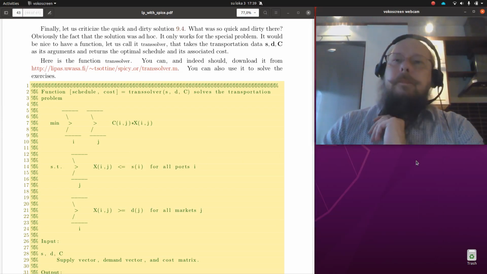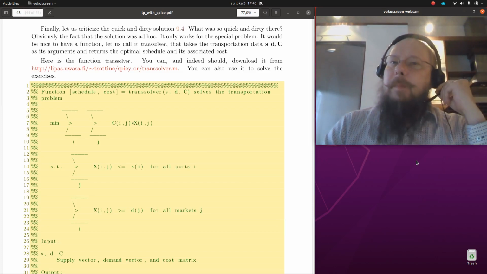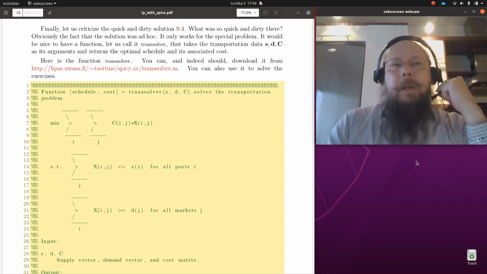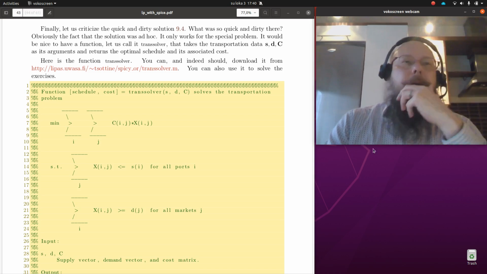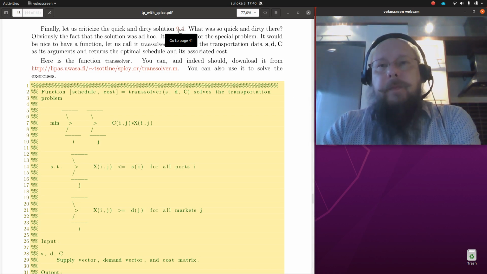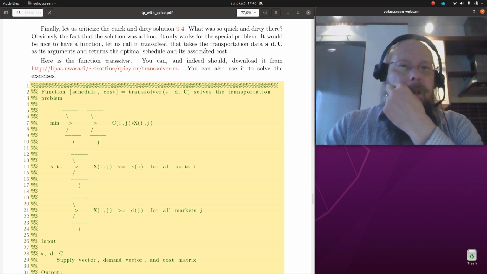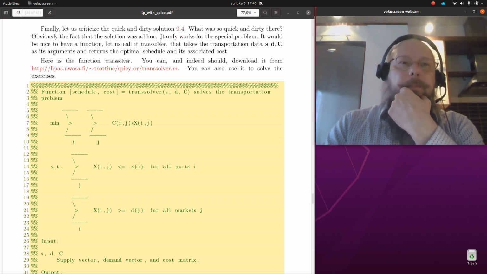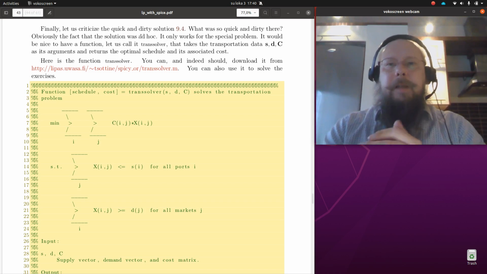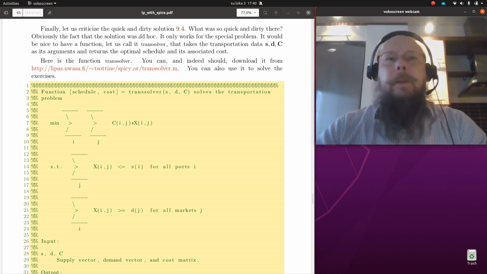Okay, so far things have been in this transportation business quick and dirty. And yes, what do I mean by quick and dirty? This means that I want to criticize a little bit this solution 9.4 we just had. So what was quick and dirty there? Well, obviously the fact that the solution was ad hoc. Ad hoc, Latin meaning for this purpose only.